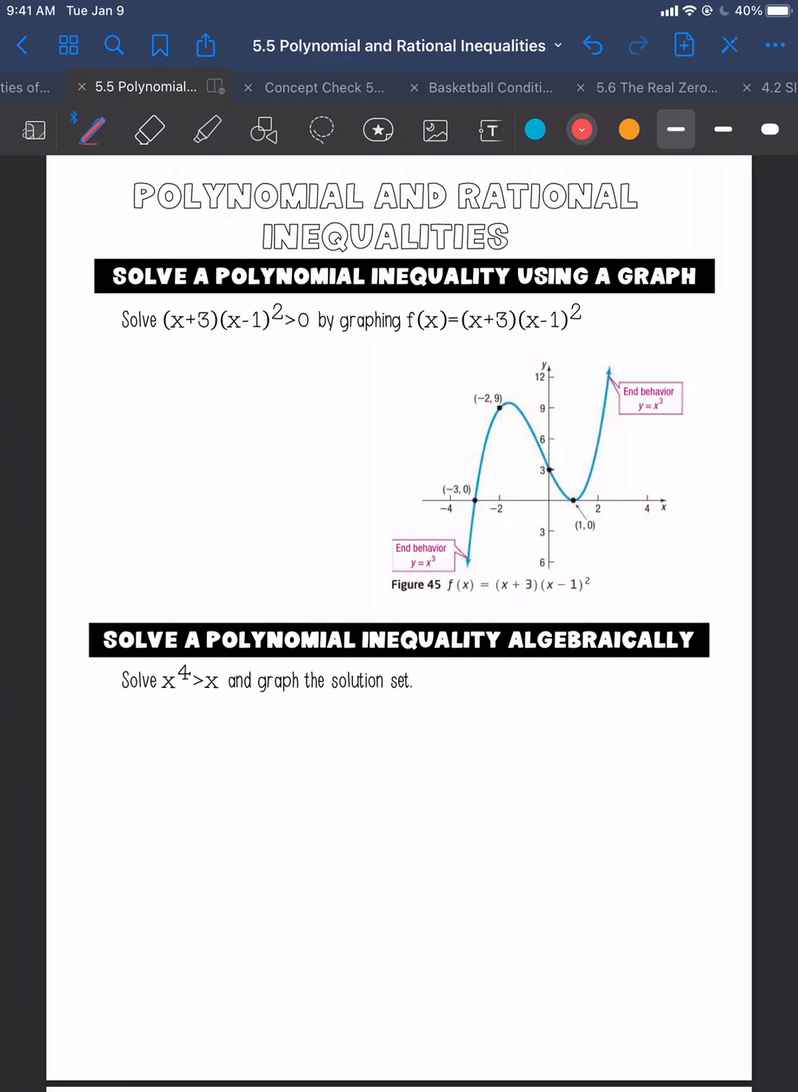So this first one, we're asked to solve x plus 3 times the quantity x minus 1 squared greater than 0 by graphing that polynomial. So here, if you look, we have the graph of that polynomial, and we are just looking, where is it greater than 0? Well, look on my graph here.